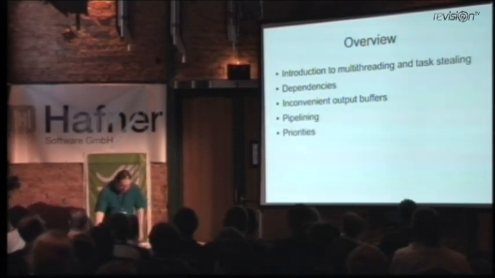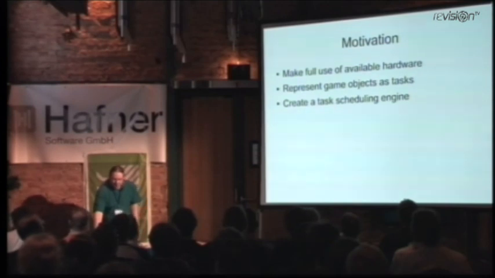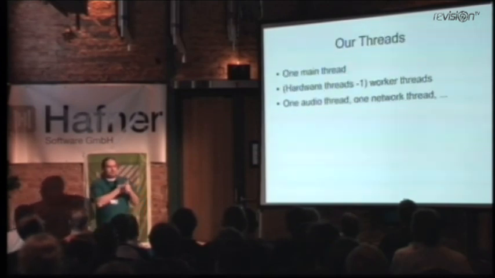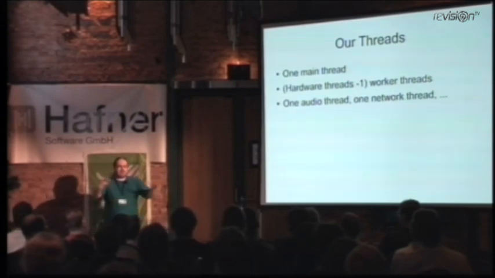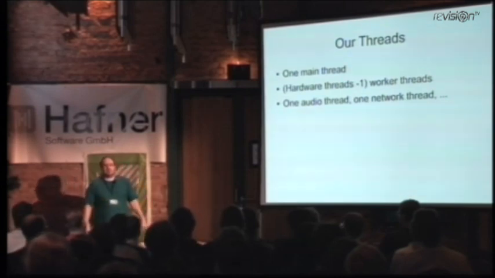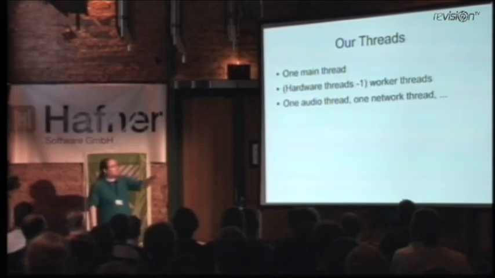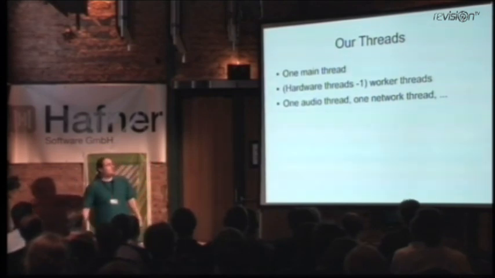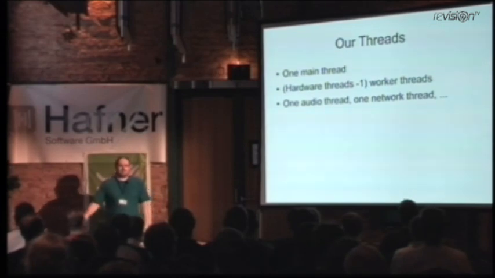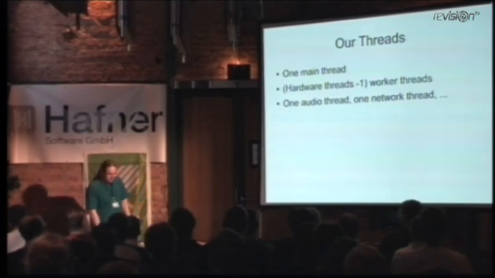So basically, we have 1 main thread, of course, the one that gets started with a program, the one that has full control over the DirectX device or OpenGL, the one that defines all the tasks that have to be executed. And then we have worker threads that do the work. The main thread can also join in if there's nothing left to do to help the worker threads. And then maybe we have an audio thread or network thread caring about all these real-time issues.